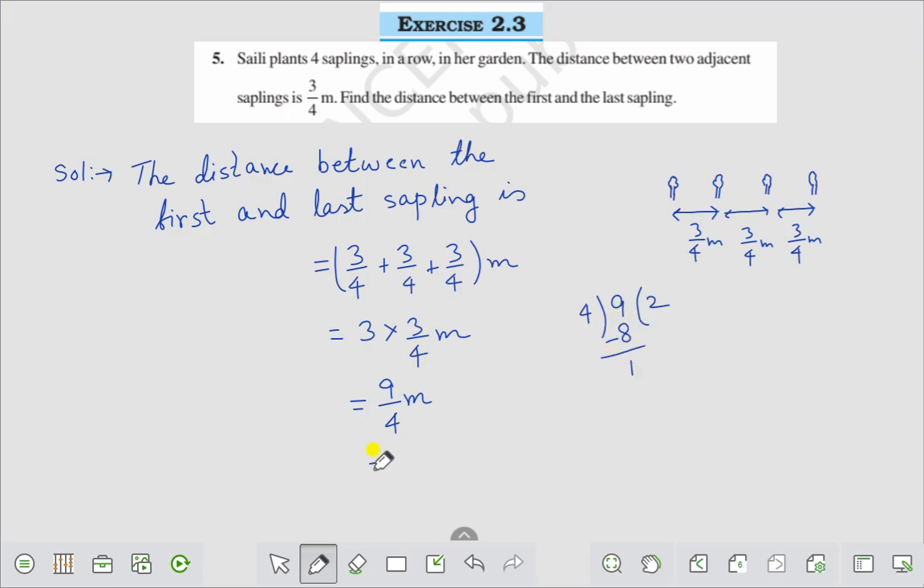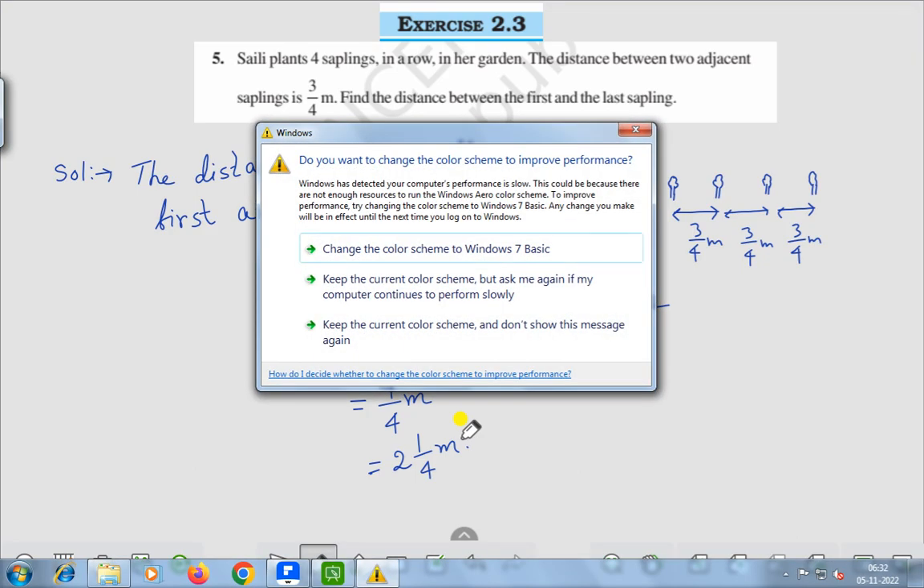That is, we are getting 2 whole 1/4 meter. Right? This is the answer. The distance between the first and last sapling is 3/4 plus 3/4 plus 3/4 meter. Therefore, 3 into 3/4, that is 9/4, and that is equal to 2 whole 1/4 meter.